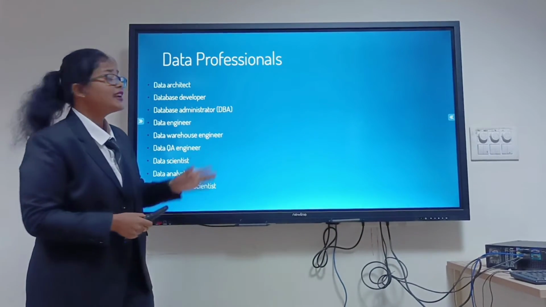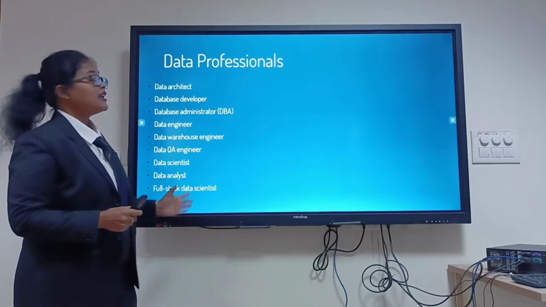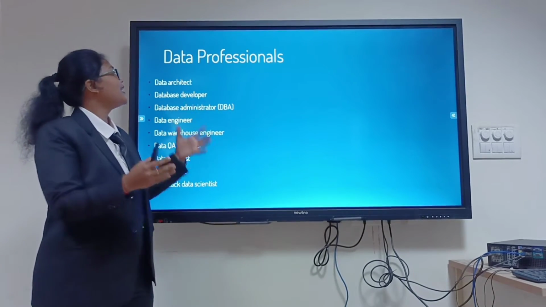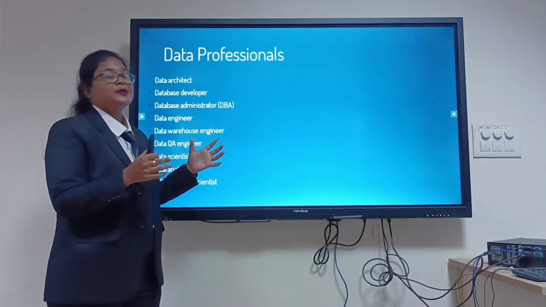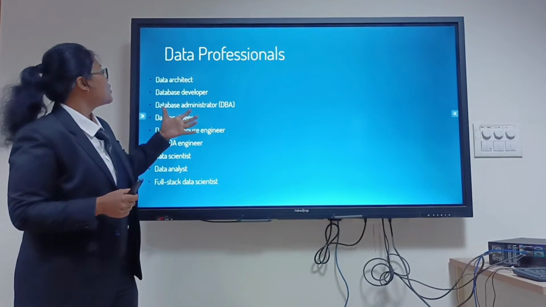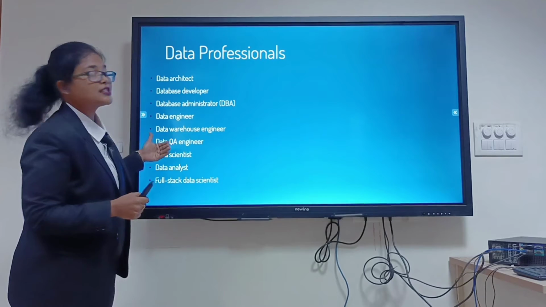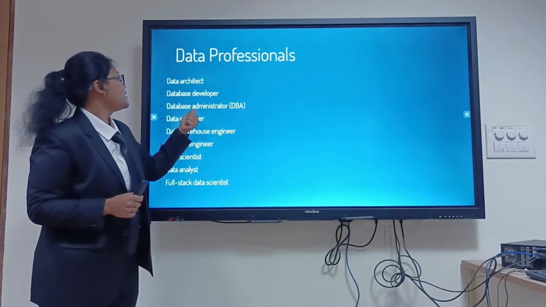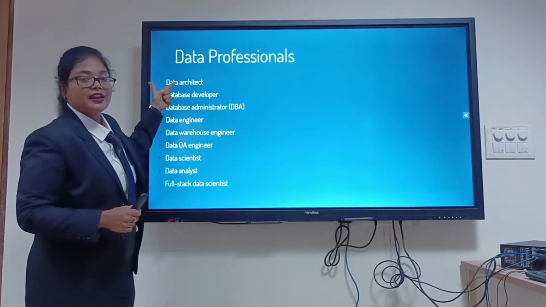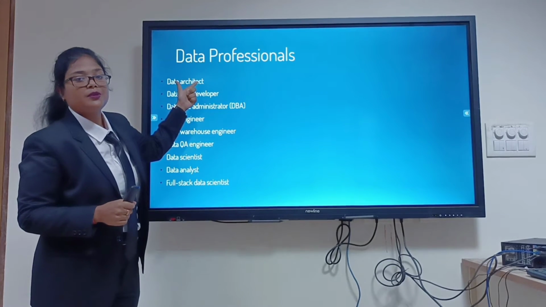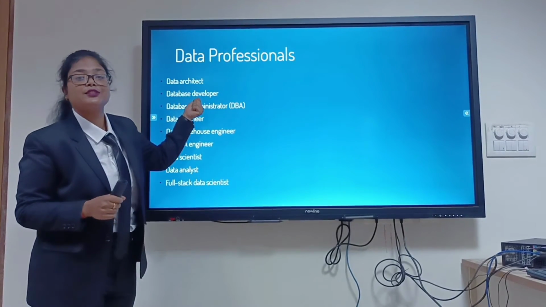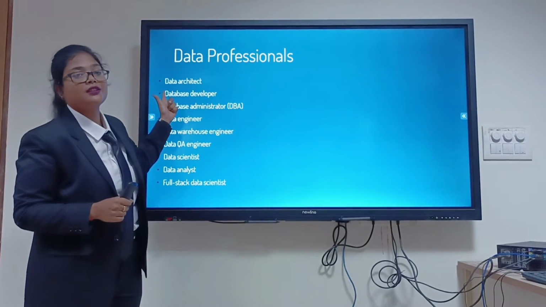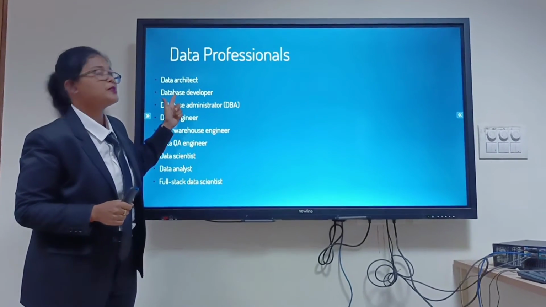Moving ahead, data professionals. So there are many careers for this data thing, the data management and the data collection. For a business, for a management, these data professionals are very much necessary. So I'm just looking at these professionals: data architect, database developers, database administrators. These data architects are mainly concerned with the IT people, and these database developers are the software people. Those are masters with programming and all. They will be helping the management with database management.